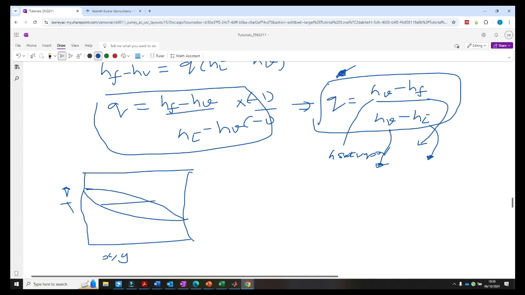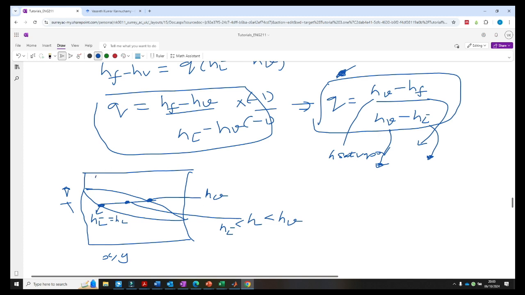So draw a tie line here. This point is nothing but saturated vapor, so that should be equal to HV with respect to this tie line, and this point is saturated liquid. The enthalpy should be equal to HL dash, which should be equal to HL. Somewhere midway is the two-phase mixture, which is partly liquid and partly vapor, so that enthalpy should be less than the enthalpy of the vapor stream and greater than the enthalpy of the saturated liquid.